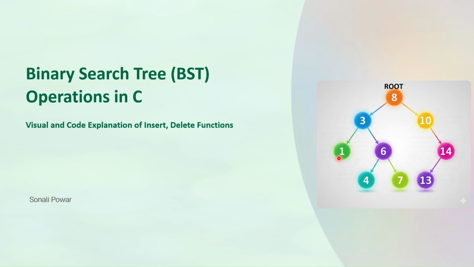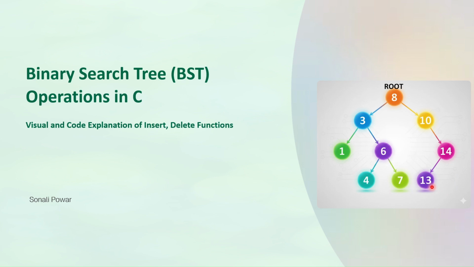Like that, if you observe, 1 is not connected to any element, which means 1 does not have a child. Because of that, 1 is called a leaf node. Same for 4, 7, 13. These are the leaf nodes. Now 14 only has a left child, and 14 is the parent of 13.